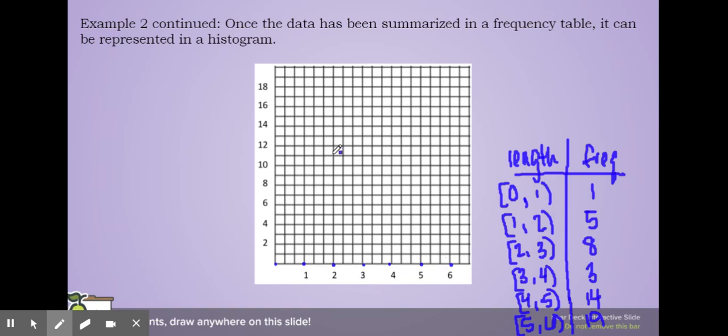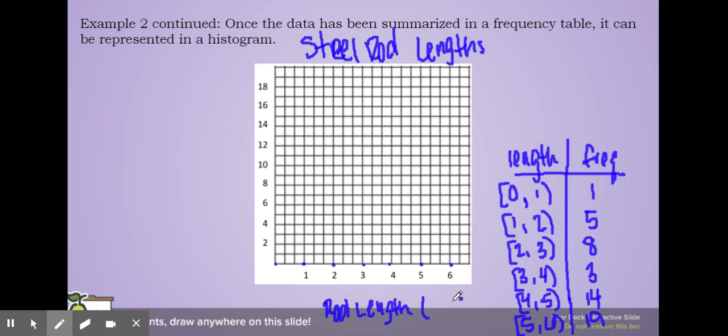We do, however, need to give this a title. So I could say steel rod lengths. I need to label my X and Y axes. So I could say that my X axis is the actual rod length. Usually good to say what it was measured in, in this case meters. And then my Y axis was the actual number of rods.